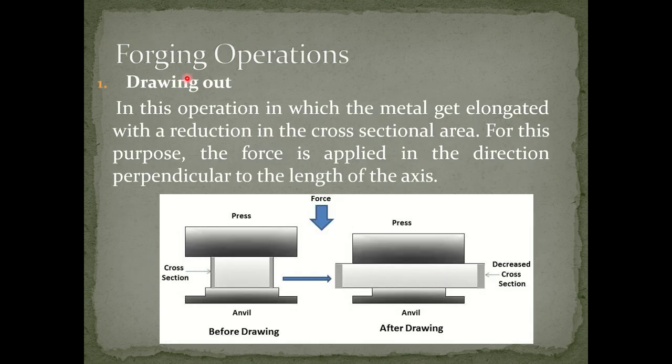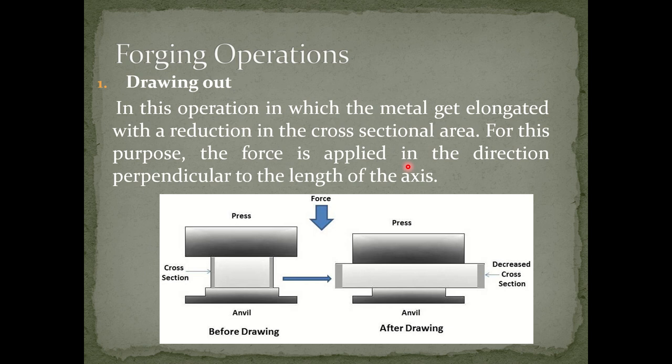Now we are going to see the main operations of forging. There are basically two operations of forging. First is drawing. Drawing mein kya hota hai? Is diagram mein aap dekh sakte hai. Ye jo horizontal hai, ye hai workpiece ki length. Aur ye jo press hai, wo apply kar rahi hai force. Means jo force apply ho raha hai, it is perpendicular to the length. Means final product mein hume length badhi hui milti hai. Means elongated length we get, and a decrease in the cross section. So what is drawing out? Drawing out is an operation in which the metal gets elongated with a reduction in cross-sectional area.